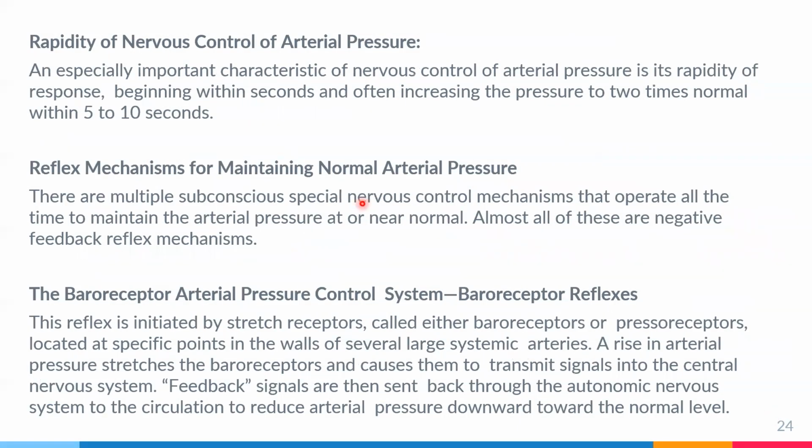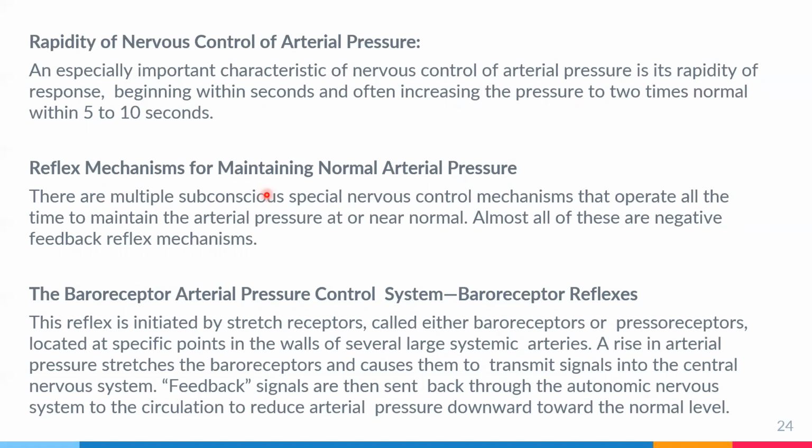An essential point we have to consider is that the nervous system affects the arterial pressure, and the response is very rapid in nature. An especially important characteristic of nervous control of arterial pressure is its rapidity of response, beginning within seconds and often increasing the pressure to 2 times normal within 5 to 10 seconds.